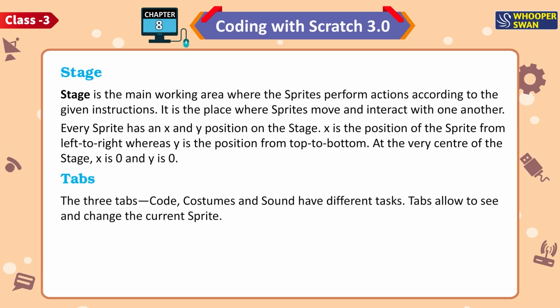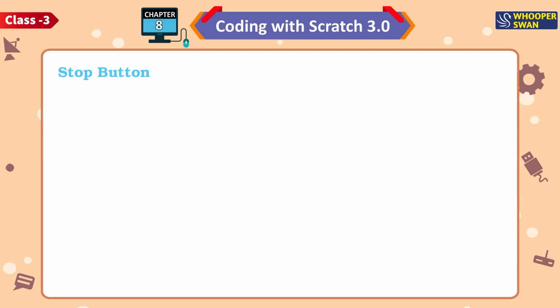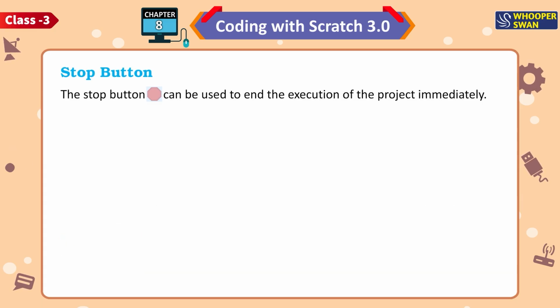Tabs. The three tabs, Code, Costumes and Sound, have different tasks. Tabs allow us to see and change the current sprite. Green flag. The green flag can be used to start the execution of a project. Stop button. The stop button can be used to end the execution of the project immediately.